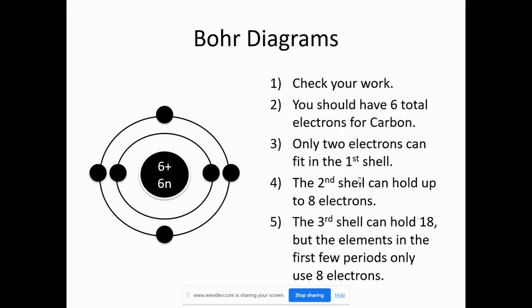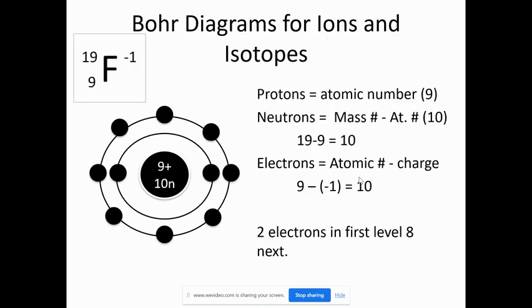Okay, so check your work. Make sure that you have a total of 6 electrons. Only 2 electrons can fit into the first shell or energy level, and the second shell can hold up to 8. The third can hold up to 18. Like I said, we're only going to focus on those first 3. This is all done for you, but let's take a look at this really quick.